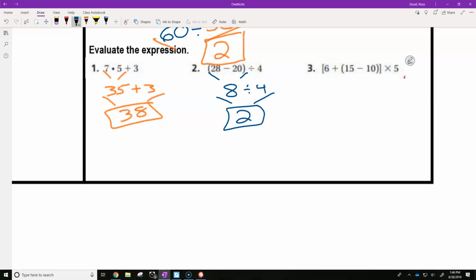Okay. Number 3 was the hard one. Had a lot of steps on it. Aaron, what do you got for me? So first you do 15 minus 10. Very good. Why 15 minus 10? Because that's in the parentheses, which are inside the bracket. So I looked at the brackets, then I looked at the parentheses. Since the 6 is in the brackets, you add that, which is 11. Do I need the brackets anymore? And then you do 11 times 5, which is 55.